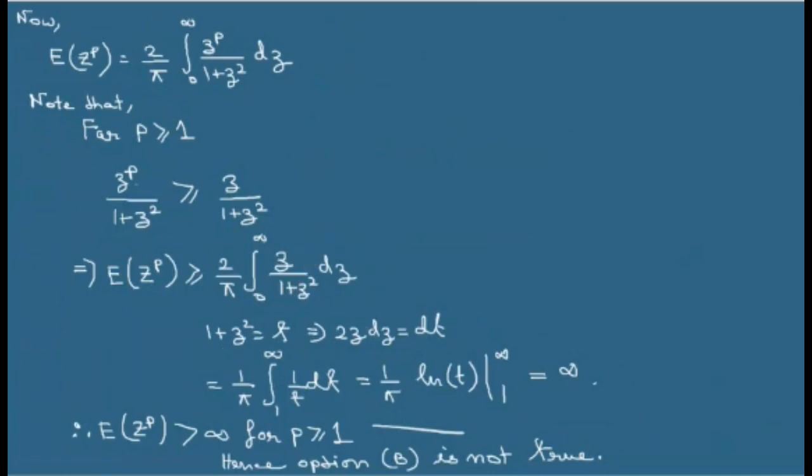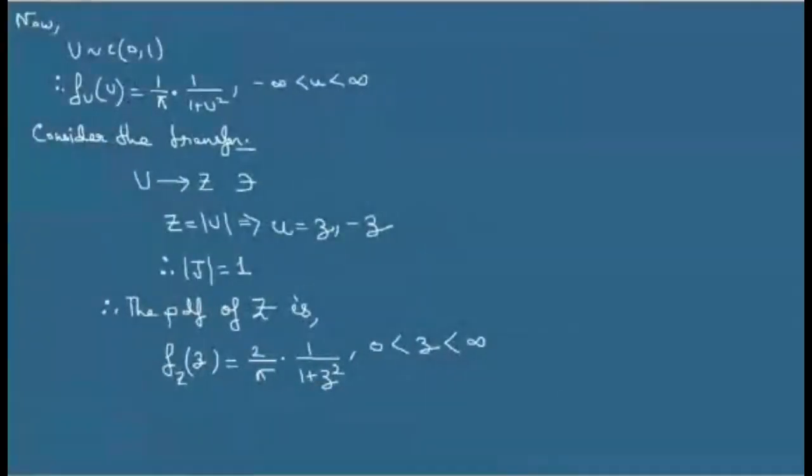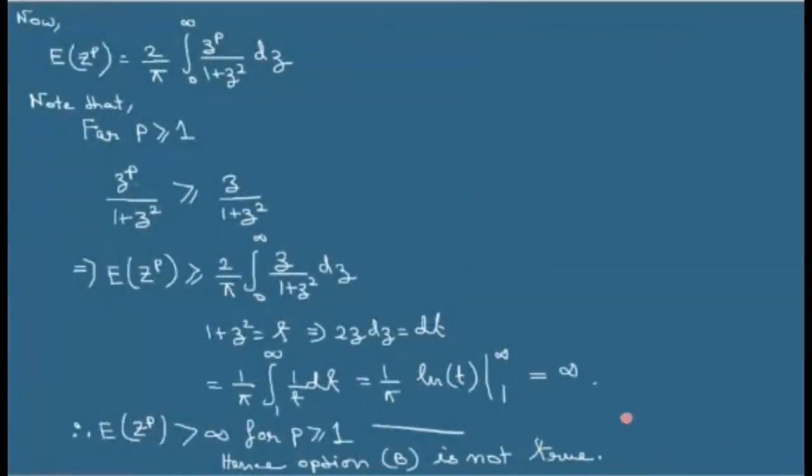Now just substituting 1 plus z square to be t, we get 2z dz equal to dt. Evaluating the integral, it turns out to be infinity. So we are getting that expectation of z to the power p is greater than or equal to infinity for p greater than equal to 1. Hence, our option B tells us that expectation of z to the power p should exist, that is, it should be less than infinity for some p greater than equal to 1, which is not true. Hence, option B is not true.